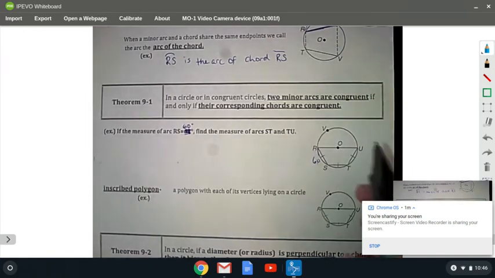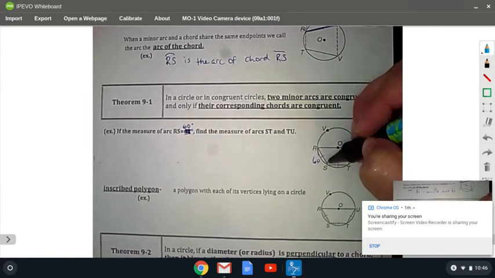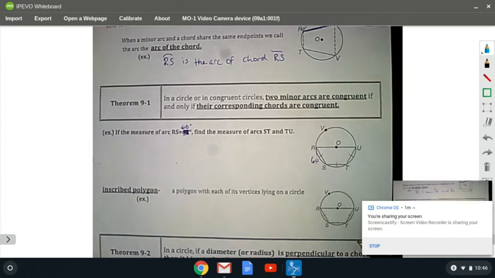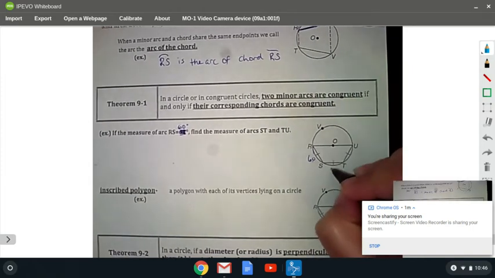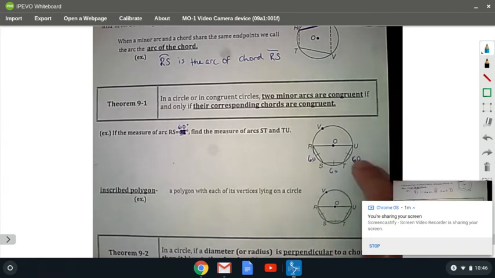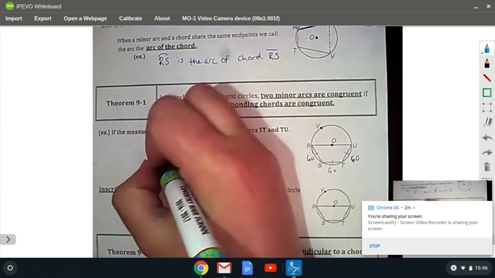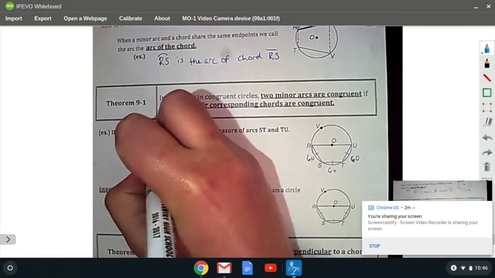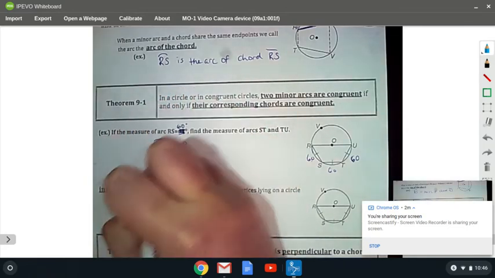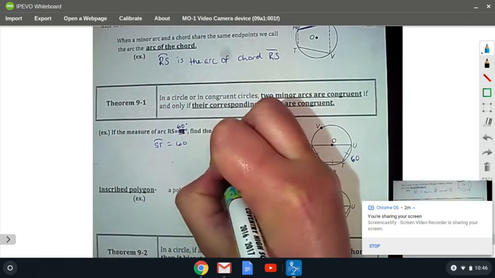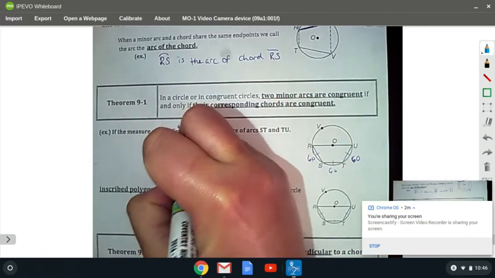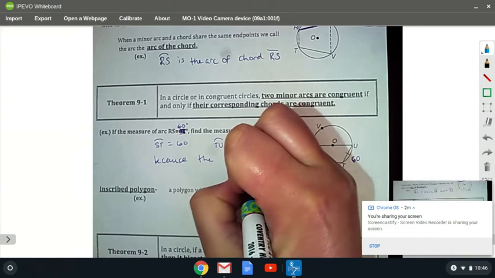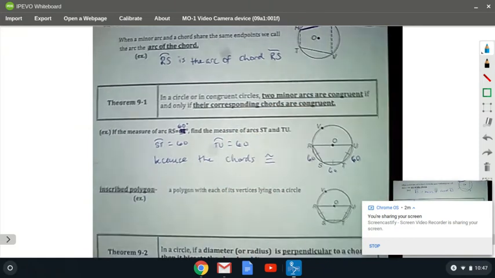If you look here, you'll see that the chords RS, ST, and TU are all congruent. If all of those chords are congruent, that means all of the arcs are congruent. So all of these arcs would be 60. Arc ST equals 60, arc TU equals 60, and that's because the chords are congruent.